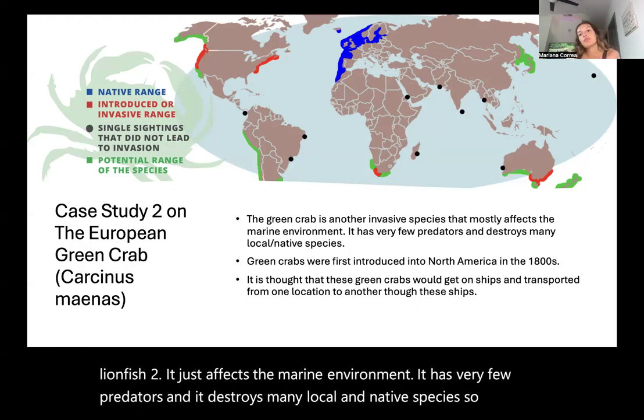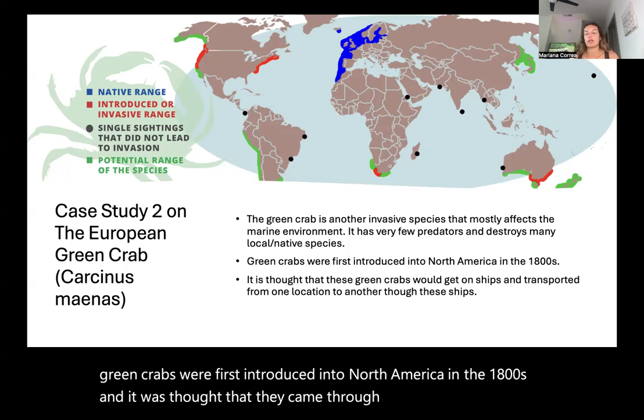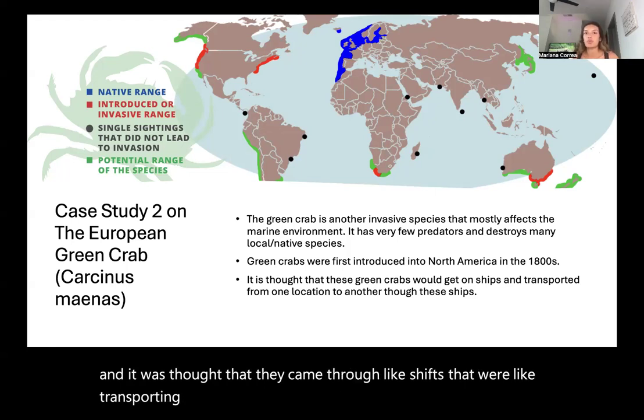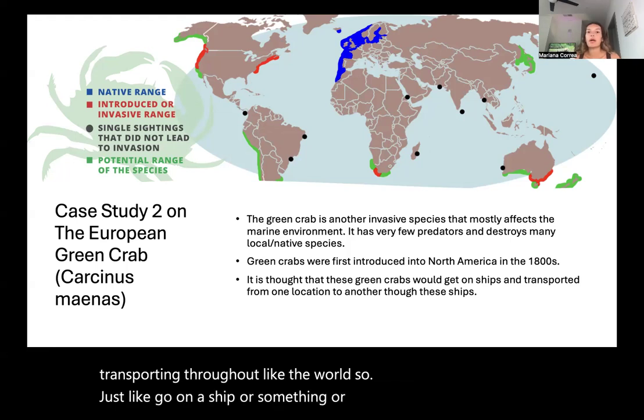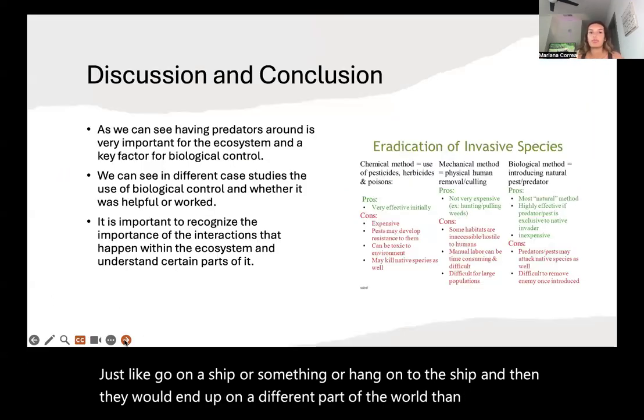The green crabs were first introduced into North America in the 1800s, and it was thought that they came through ships that were transporting goods throughout the world. They would hang onto a ship, then end up in a different part of the world, and then invade different areas.